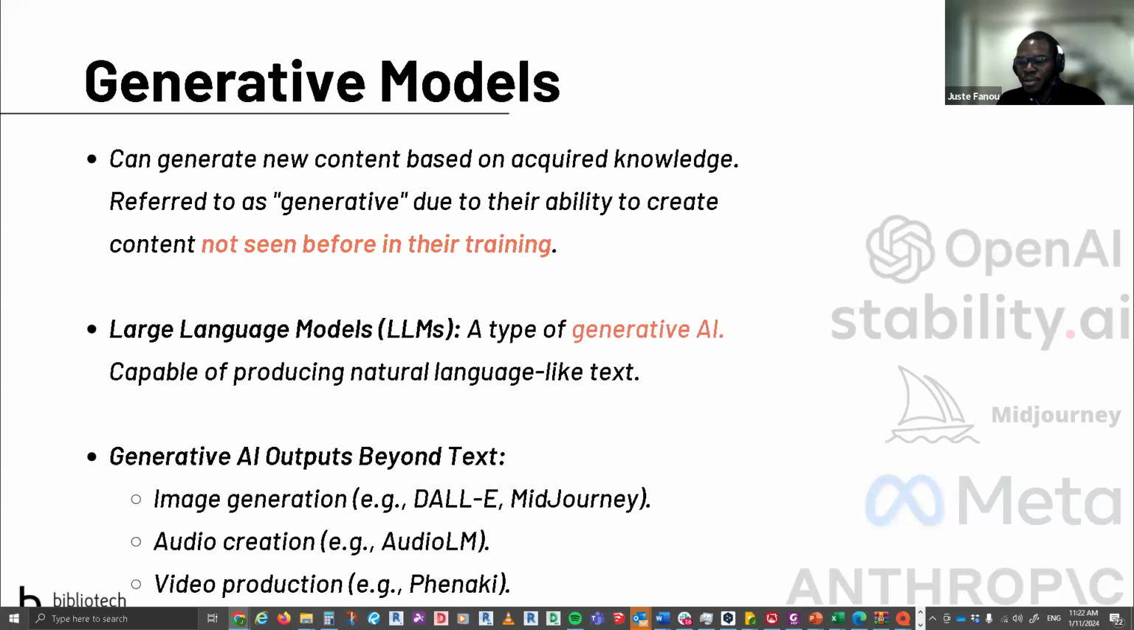It's used in other fields beyond text, like image generation, so DALL-E, Midjourney, but it's also starting to see use in audio creation, video production, basically anything that requires a creative aspect to it. These generative models can take on those tasks. And they're all underpinned by large language models, which we are going to talk about: what are they and how do they work essentially.